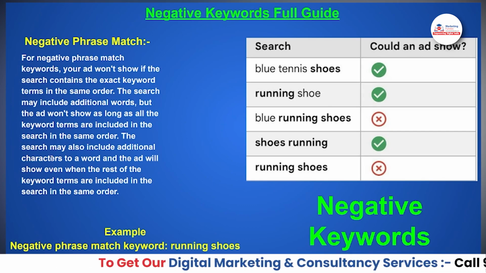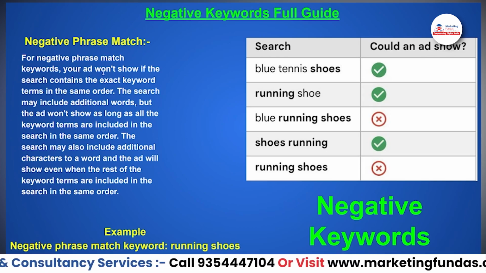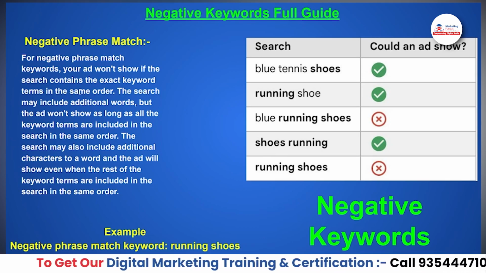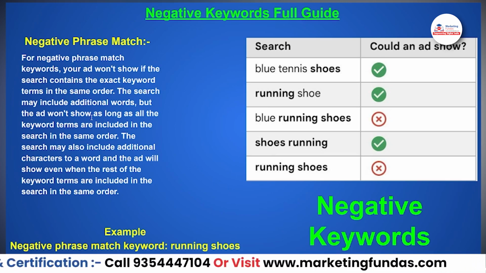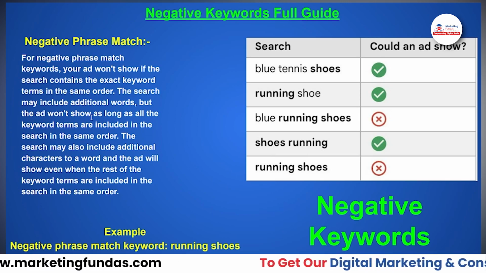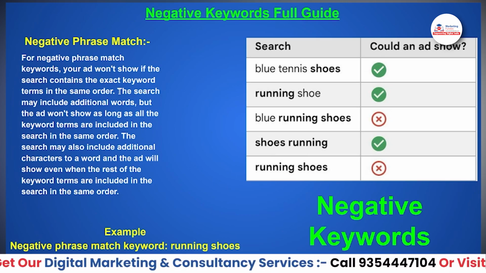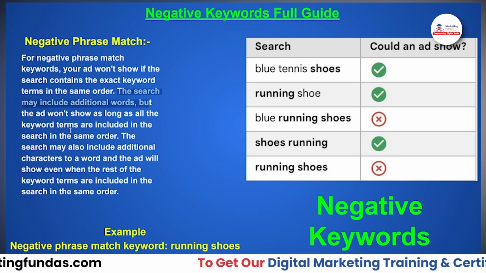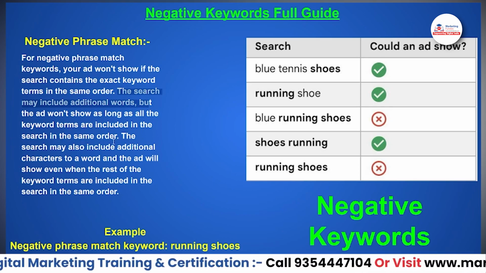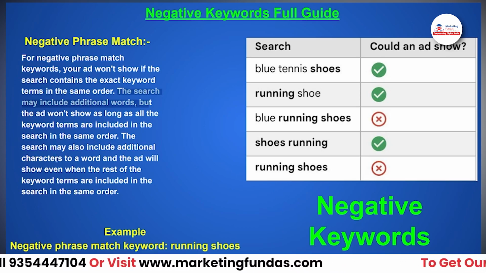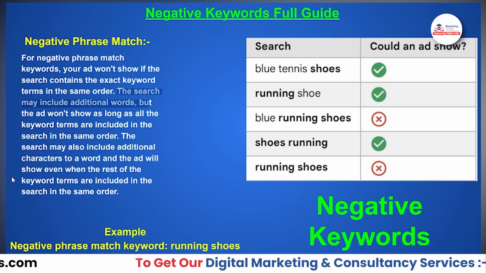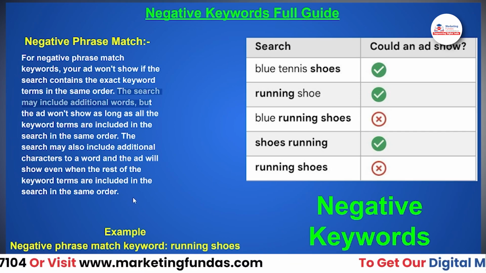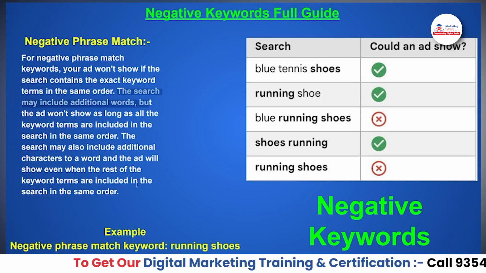Let's read it once, then I'll make you understand. For negative phrase match keywords, your ad won't show if the search contains the exact keyword terms in the same order. In the previous one, the order was not compulsory, but here order is compulsory. The search may include additional words, but the ad won't show as long as all the keyword terms are included in the search term in the same order. The search may also include additional characters to a word, and the ad will still show when the rest of the keyword terms are included in the search in the same order. So basically, in phrase match, keywords should be in the same order in order to not show your ads.